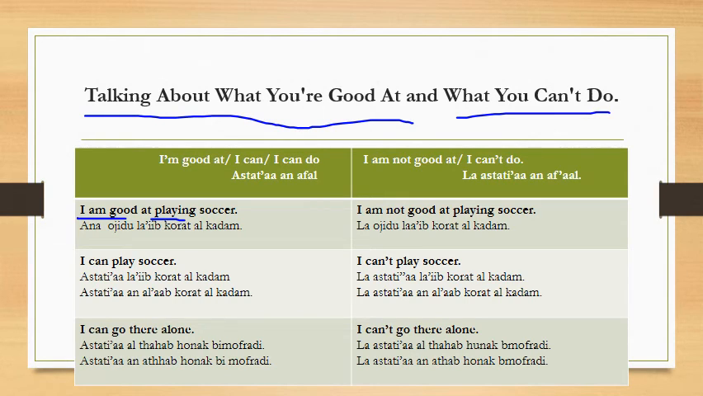We cannot use the verb after "I am good at". We only use a noun after it, يعني the noun form of the verb. لعب soccer is كرة القدم.